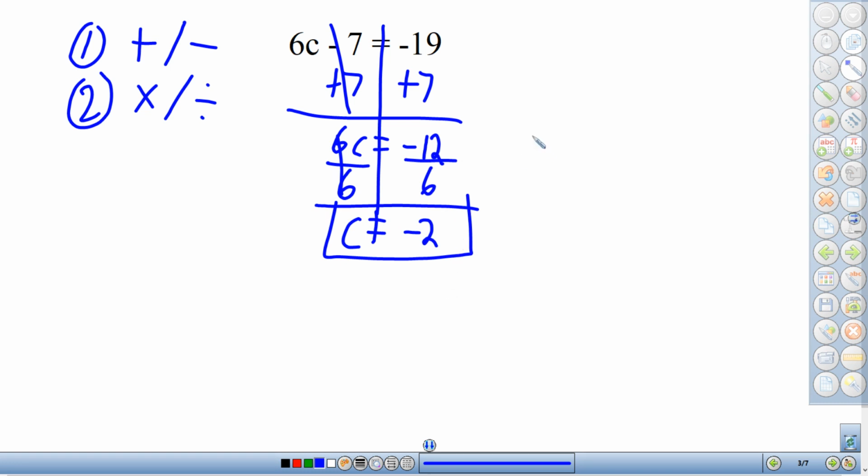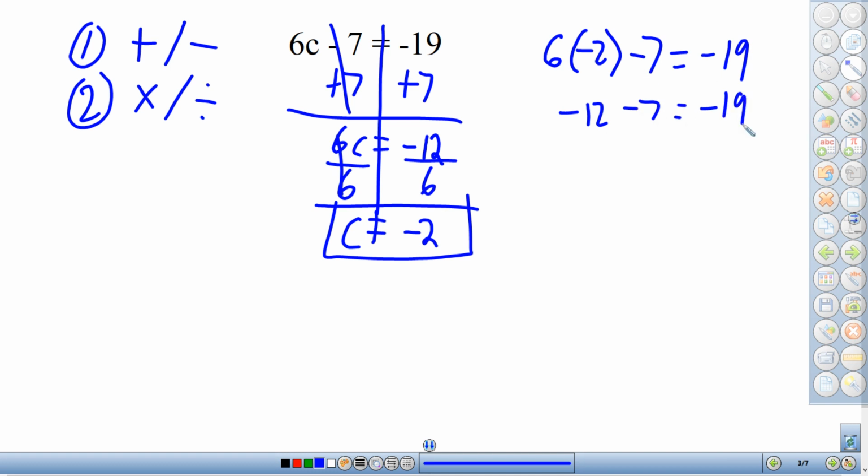And once again, let's go ahead and look at it in the equation itself. So 6 multiplied by negative 2 minus 7 should equal negative 19. 6 times negative 2 is negative 12. Negative 12 minus 7 is negative 19. That is true. So we know this works.